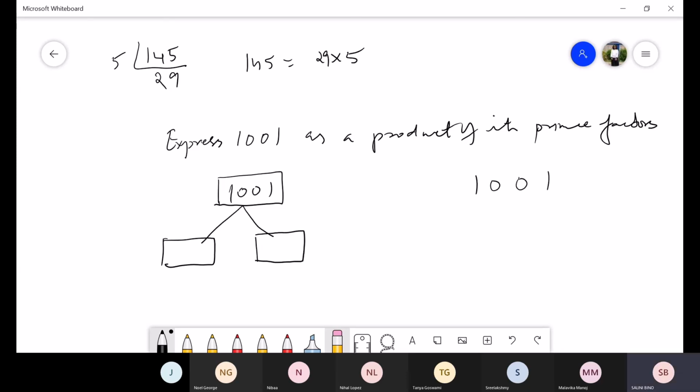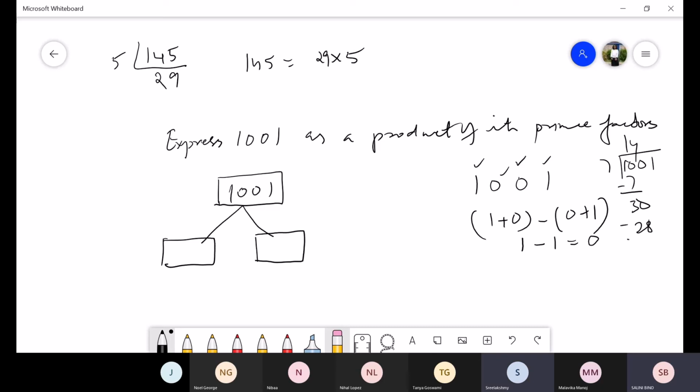1001. If I add 1 and 0, I will get 1 plus 0, then minus 0 plus 1. So I'm getting 1 minus 1, that is equal to 0. So I understood that this number is completely divisible by 7. Divisibility rule of 7. Just check whether it is divisible by 7. 7 1s are 7, 7 4s are 28, yes, 7 3s are 143. So 7 and 143.